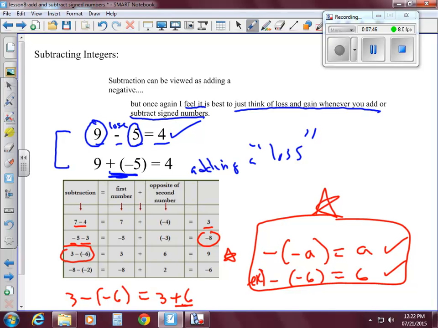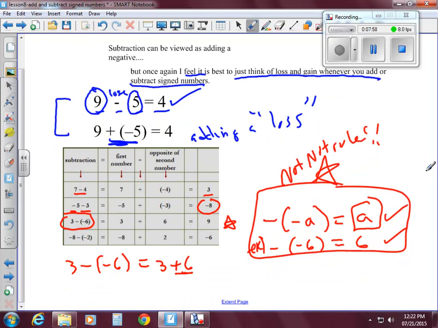I call it the not rule. In fact, I'm going to write that here. I call it the not rule. Because if I'm not going to the party, then I'm going to the party, right? The double negative takes on a positive. So we rewrite that 3 minus negative 6 as 3 plus 6, and that's what leads us to 9. So that's why you're seeing that the answer is 9.